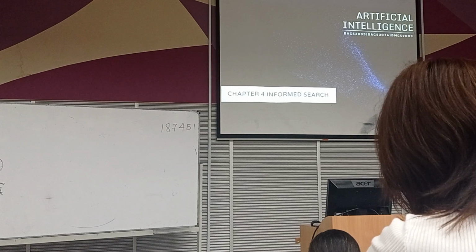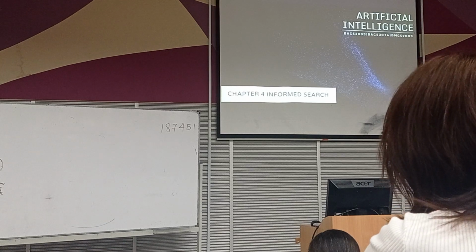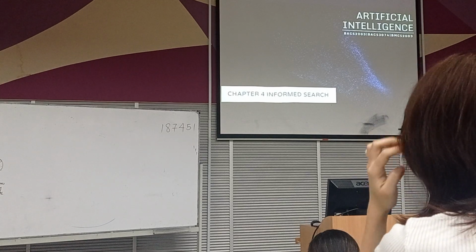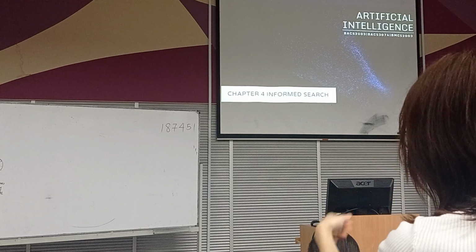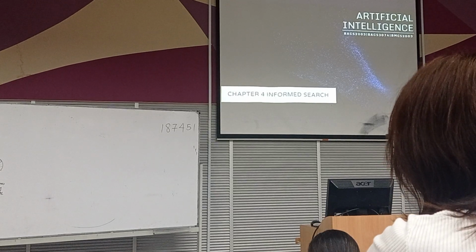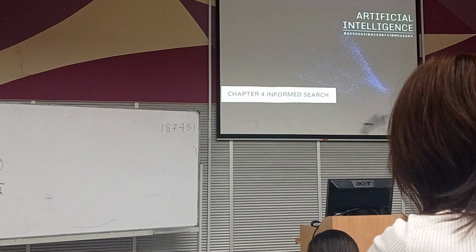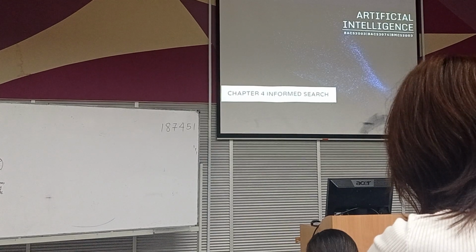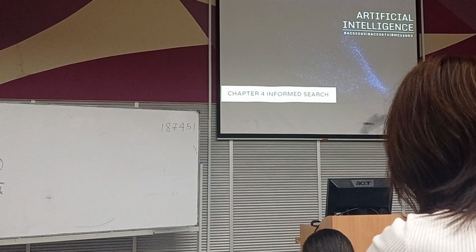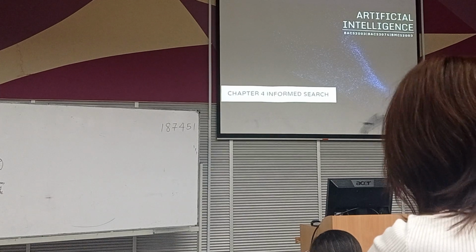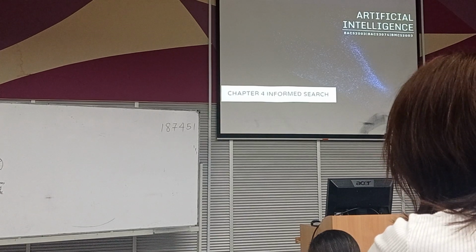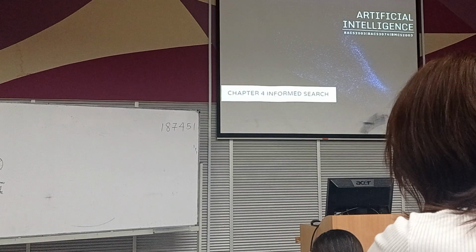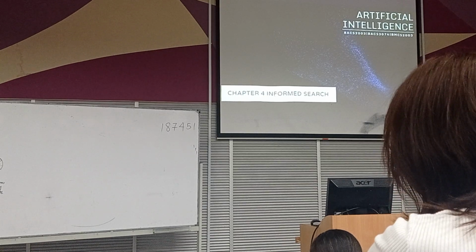So this is chapter 3, but before this, we learned about problem and goal formulations, right? So you learned to define the problem, define the goals properly, and choose the strategy. We have two types of strategy here: one is uninformed search, another one is informed search.